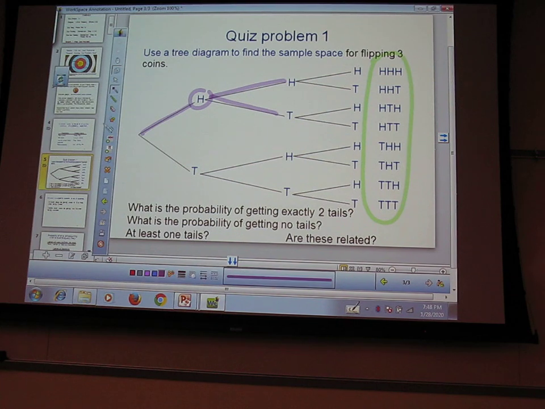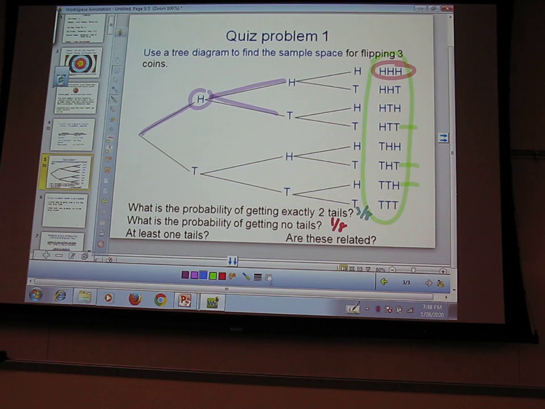What's the probability of getting exactly 2 tails? How many of them have exactly 2? Does this one? Does this one? No. Does this one? No. Does this one? Yes. Does this one? No. Does this one? Not exactly 2, no. So 3 out of 8. What about the probability of getting no tails? How do you get no tails? All heads. Good. So this one's all heads. What's the probability of all heads? 1 out of 8.